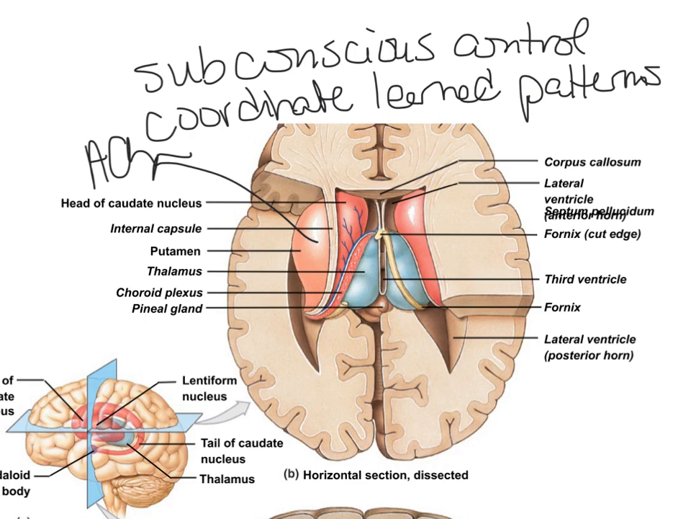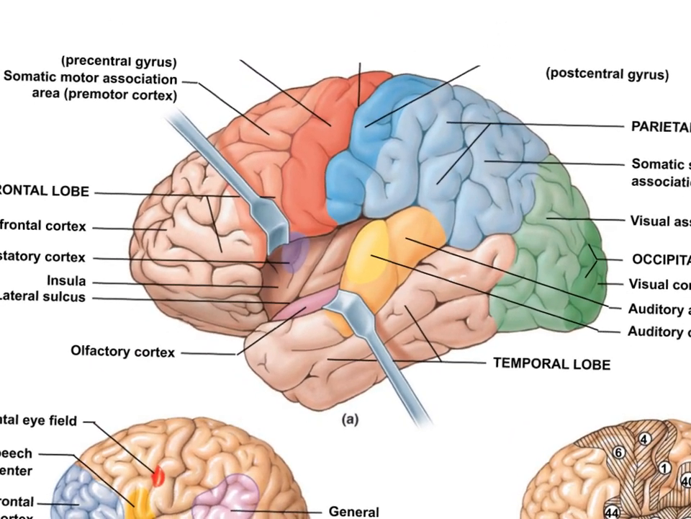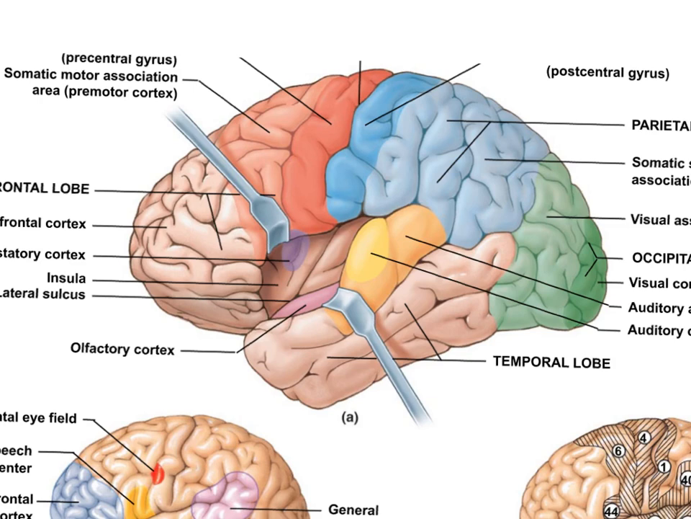Okay, next we're gonna look at the cerebral cortex. I told you already, there's lateralization, a little more in depth. All right, and I already told you some of the things here. I told you about the general senses. I told you about the primary motor cortex, which is the precentral gyrus, that's primary motor. I talked about the primary somatosensory, that's in the postcentral gyrus. So I've already talked about those two.